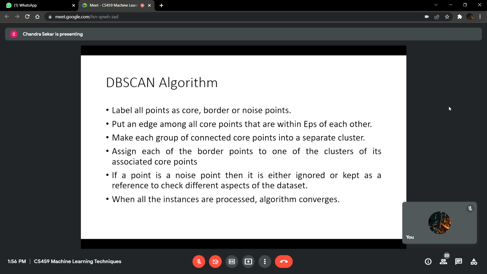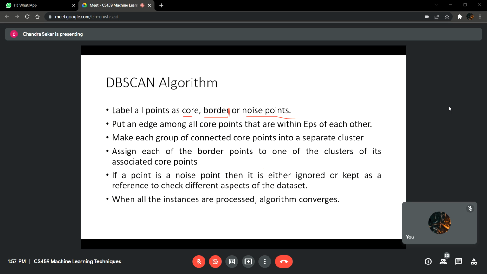So with these terminologies, let me explain the algorithm for DBSCAN. The objective of DBSCAN is to take all the data points and label those data points as either core point, border point, or noise point. So that will be the first step. Based on the distance measure, we calculate the distance, and based on the min points criteria, we label it as core point, border point, or noise point. So that is the first step.